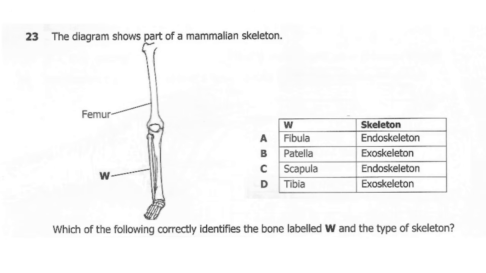23. The diagram shows part of a human skeleton. We have the femur and W. Which of the following correctly identifies the bone labeled W and the type of skeleton? A. W, fibula, skeleton, endoskeleton. B. W, patella, skeleton, exoskeleton. C. W, scapula, skeleton, endoskeleton. D. W, tibia, skeleton, exoskeleton. So what is the correct answer? Is it A, B, C, or D? Drop your answer in the comment section.